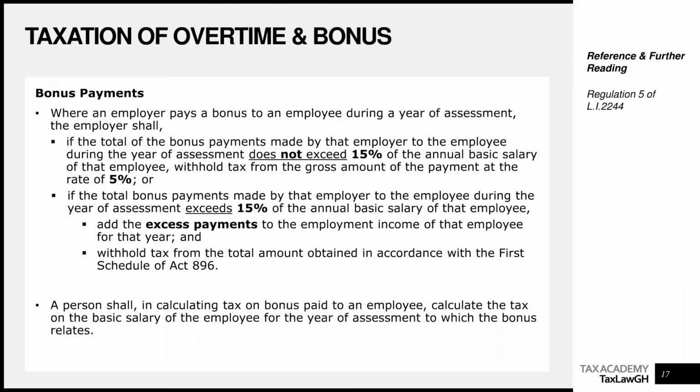Or if the total bonus payment made by the employer to the employee exceeds 15% of the annual basic salary of the employee, then the employer will add, take note, it's the excess payment to the employment income of the employee, and then withhold tax in accordance with the rate in the fare schedule. That's the table I showed you for employment income, the stratified or the layered one. First amount is nil, next at that. That's what we're seeing here.